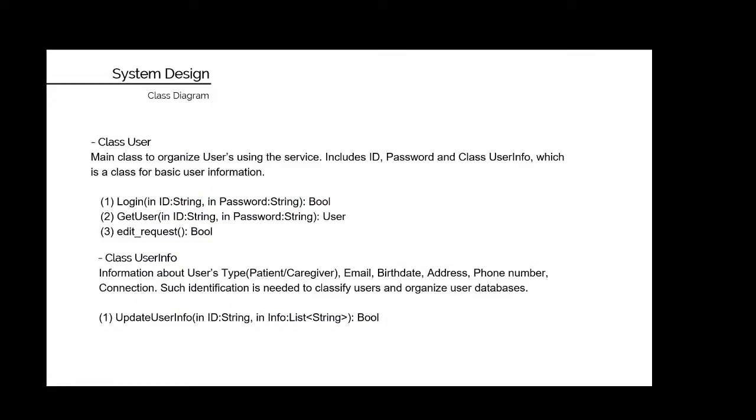Next, we will talk about the classes that are components of the class diagram of the system. Class user is the main class to organize users using the service. It includes ID, password, and class user info, which is a class for basic user information. It has 3 functions: login, get user, and edit request. Class user info is information about user type, patient and caregiver, email, birth date, address, phone number, connection. Such identification is needed to classify users and organize the user database. It has an update user info function.